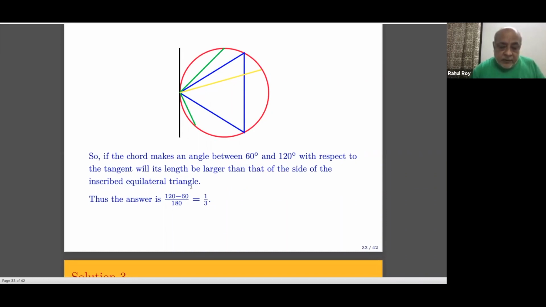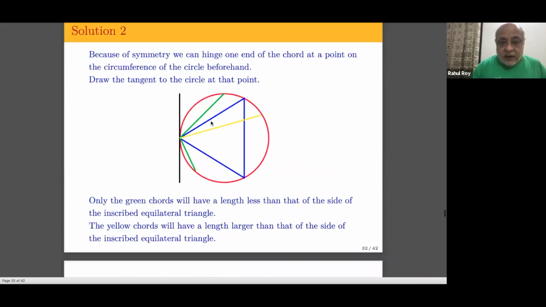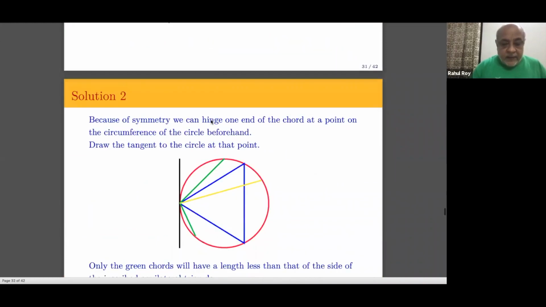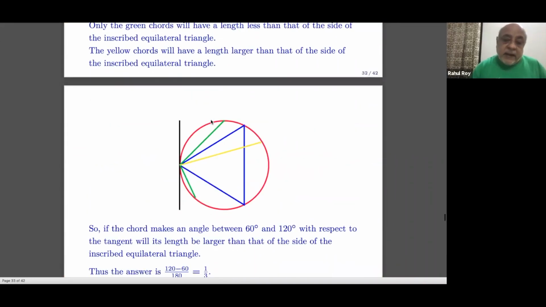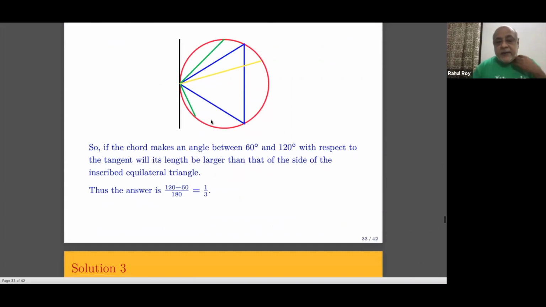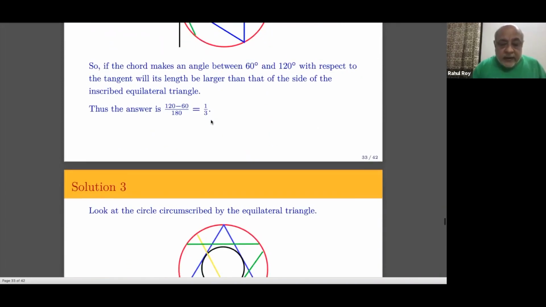In other words, the possible range is 120 minus 60, whereas the total possibilities is 180 degrees. So it's 120 minus 60 over 180, or in other words, 1/3. That's a completely different solution from the half which we got. So we'll have to resolve this paradox. Why are we getting two different answers for the same question? Well, that's not it. I'll give you a third answer.